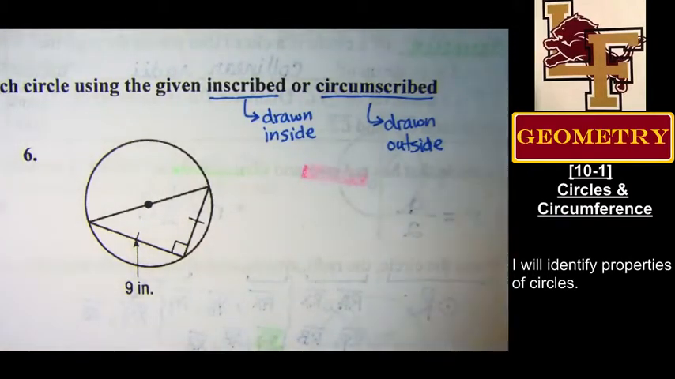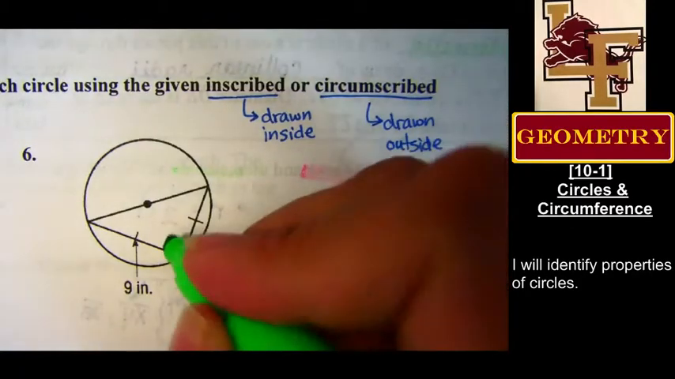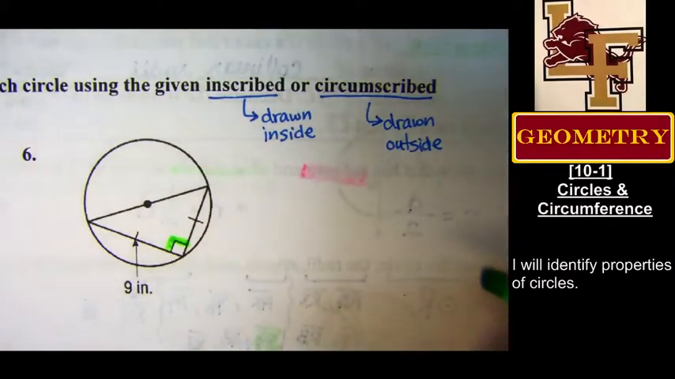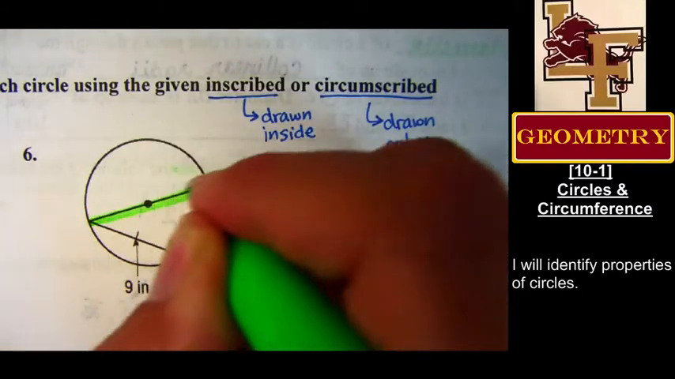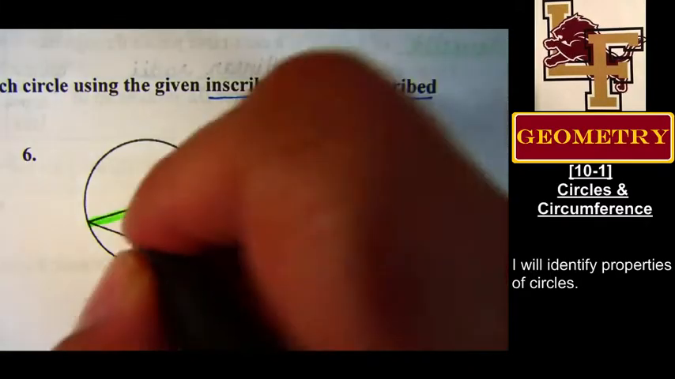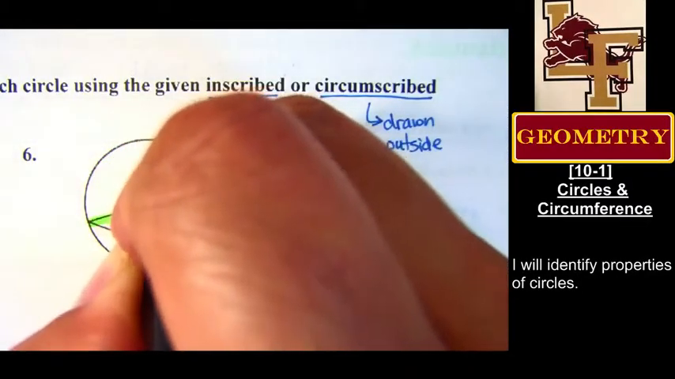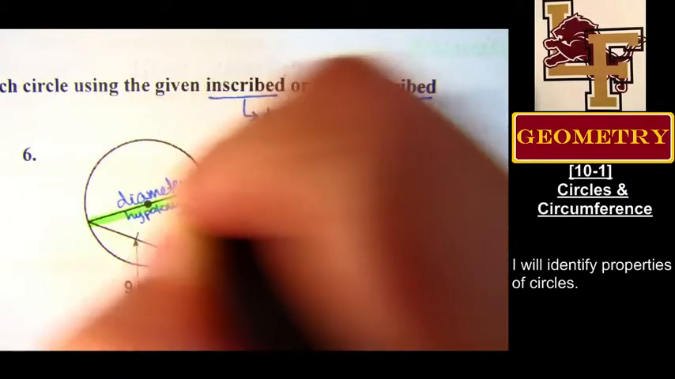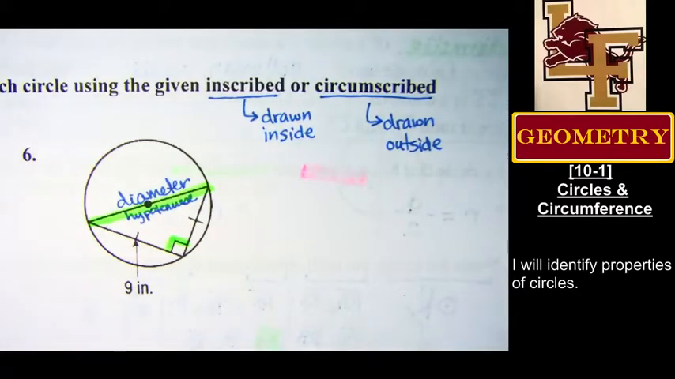Okay, looking at the triangle, what kind of triangle is it? It's a right triangle. What do we know about right triangles? They have a 90-degree angle, which tells us where our what is. The hypotenuse. Where is the hypotenuse? Across from the right angle, which means it's that segment right there, which is also a diameter. Okay, so this is the hypotenuse of the triangle, and it's the diameter of the circle. That one line is two different things at the same time. It's special.